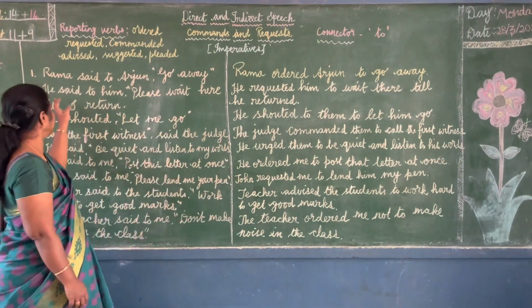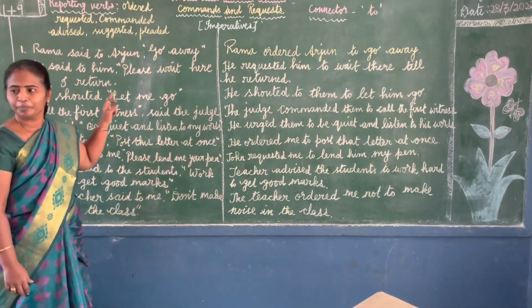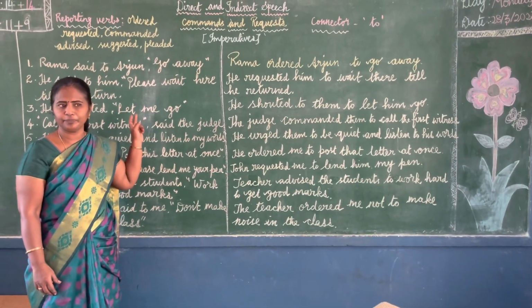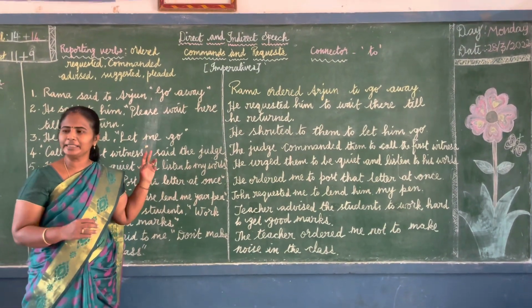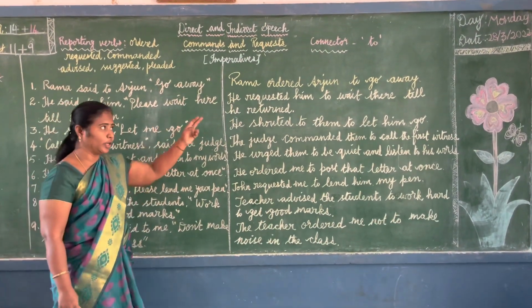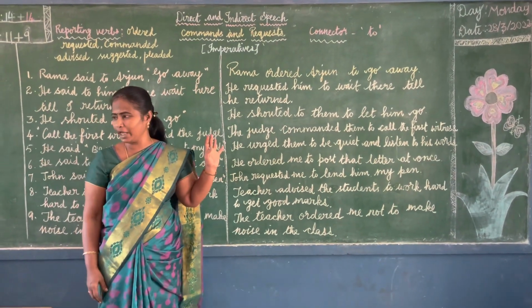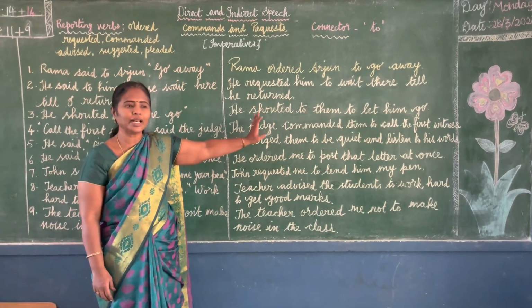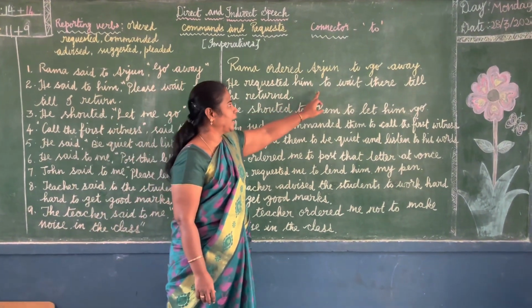See the second sentence. He said to him, please wait here till I return. This is a request. So this "please" is a request only. But while you are changing it into indirect, you have to remove this "please". Okay. Because you are writing "requested" here itself, you need not write "please" again. Okay. So he requested him to wait.